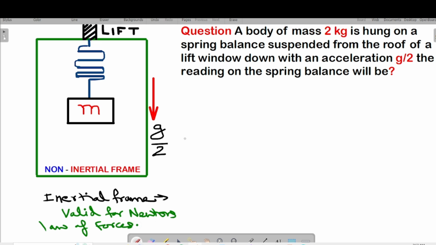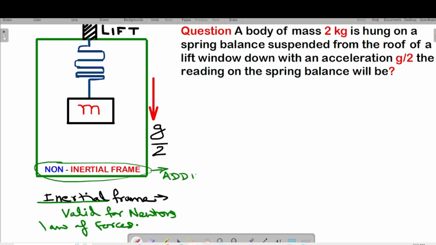But if all those hanging mass or all the applicable forces are shifted inside a lift or inside a closed body which is not directly impacted with the earth movement, right? So in that reference we will use the non-inertial frame of reference, right? So here the lift is going with an acceleration of g by 2 downward, right?